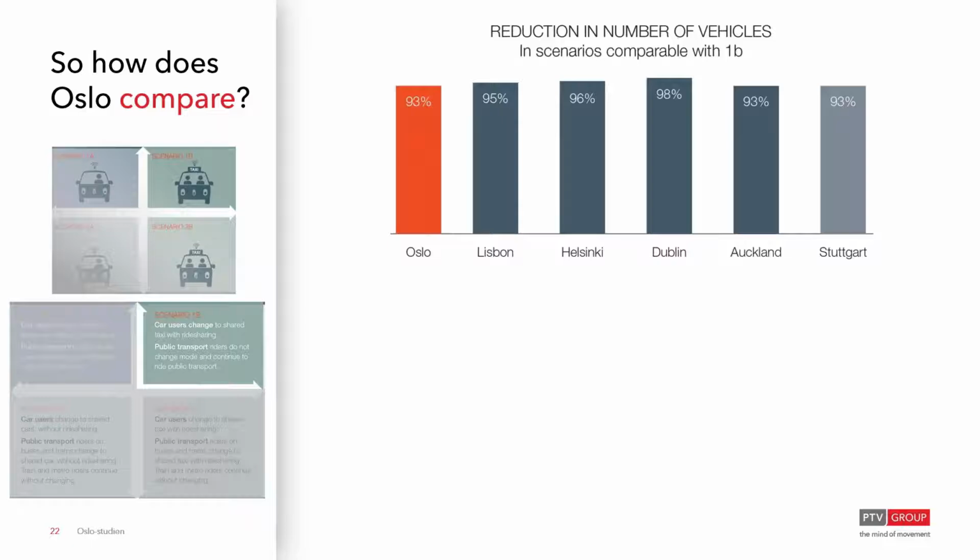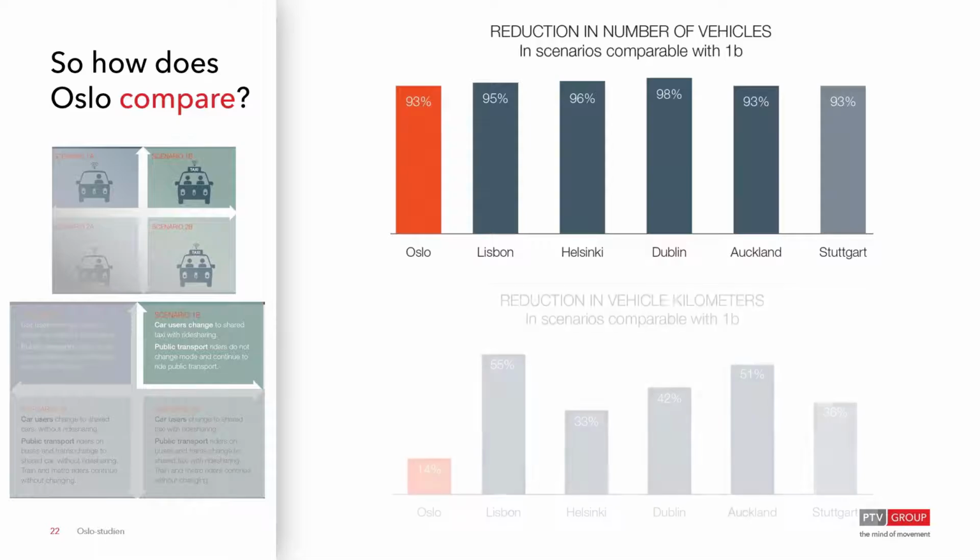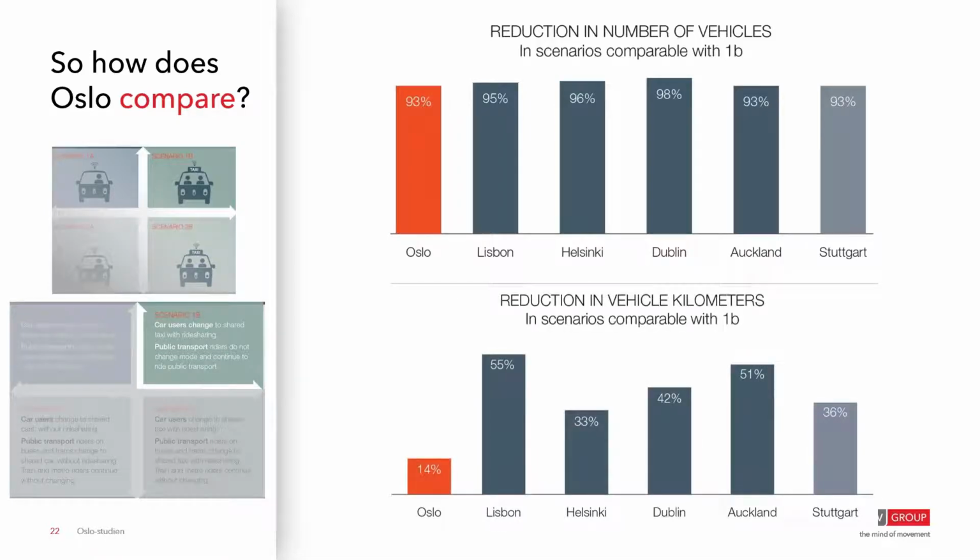So now let's look at the vehicle kilometers traveled. I gave you a heads up a minute ago, the 14% reduction in scenario 1B. These are what we're seeing here. And here is the reduction in vehicle kilometers, and you can see our 14% in Oslo doesn't look very good compared to the other cities. The Lisbon one, which was done first, was showing a massive 55% reduction in vehicle kilometers.